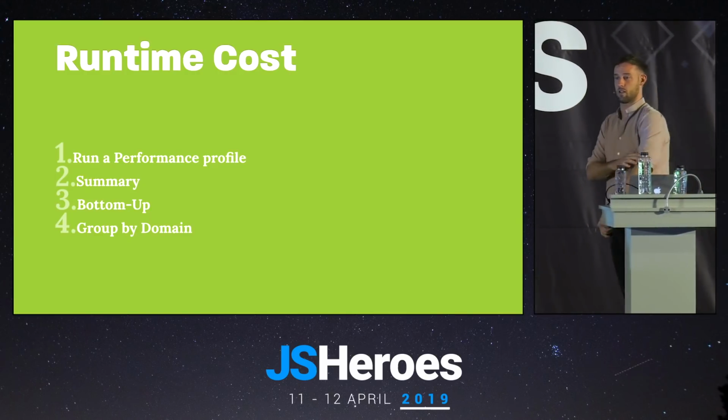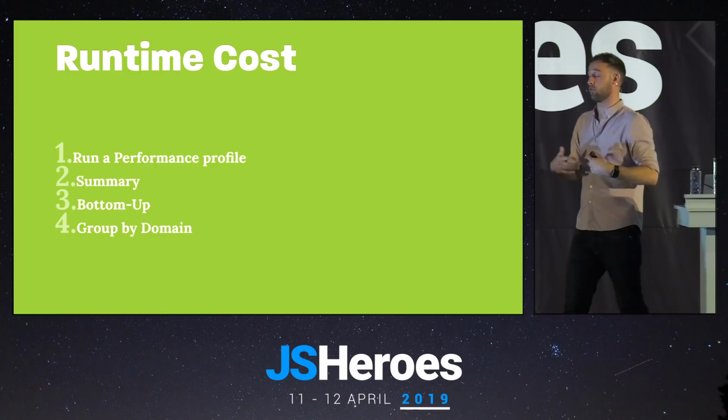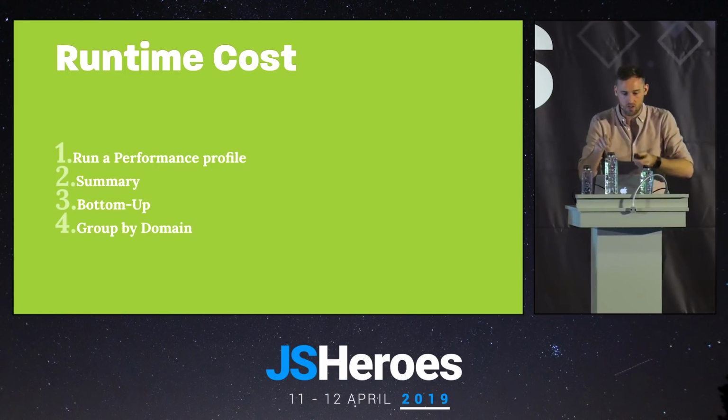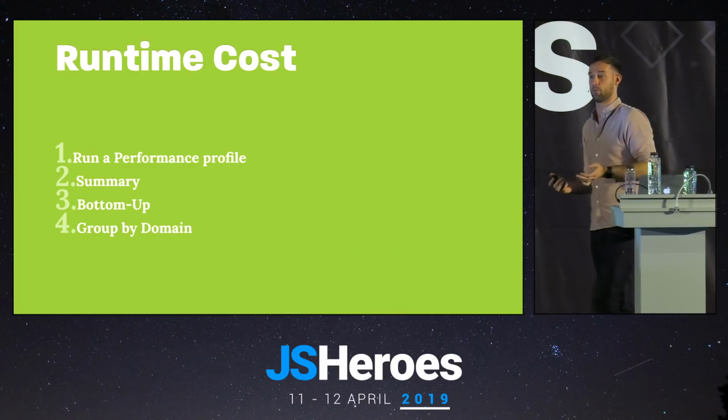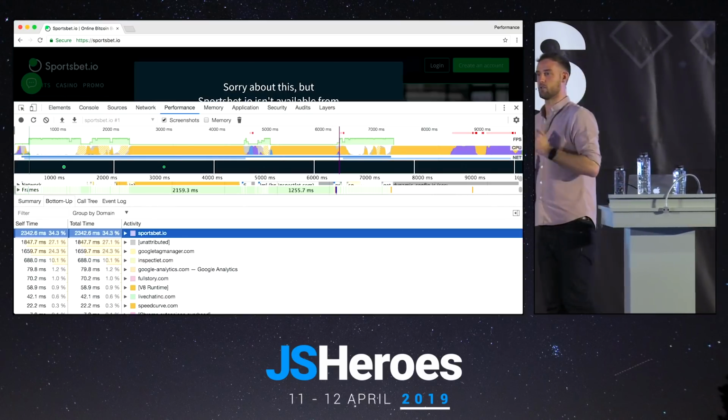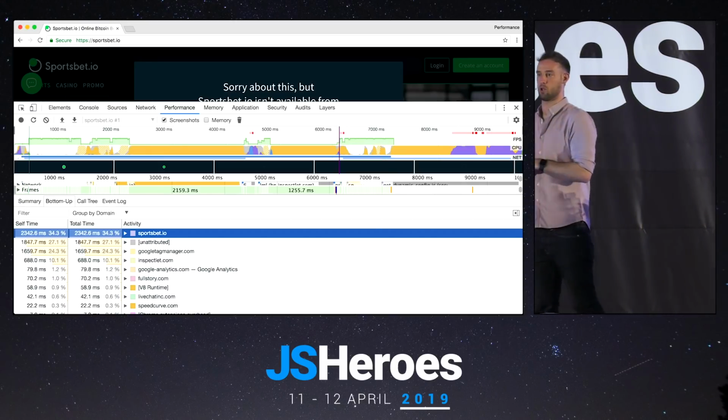What I tend to do here is in Chrome's DevTools, I will run a performance profile, and there's a little drawer that says summary. If you look inside summary, you can find a thing called bottom up and then group by domain. And that will show me this. Now I can see which domain has the most runtime cost for this page.